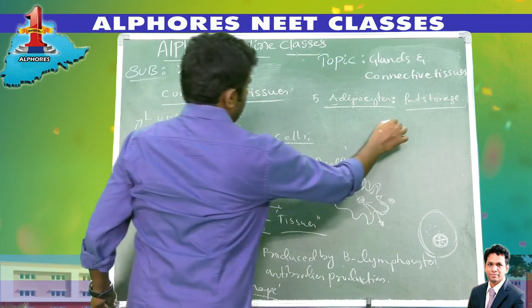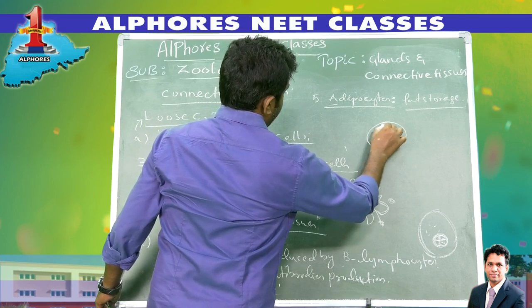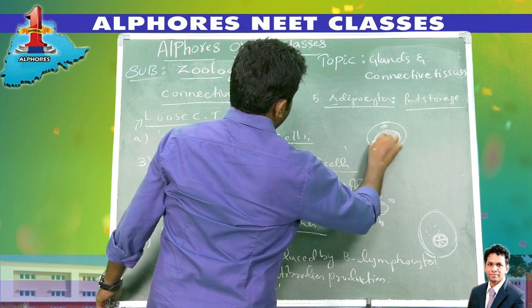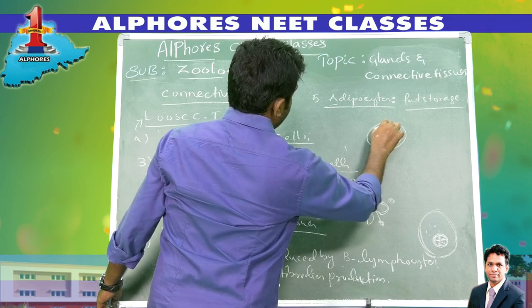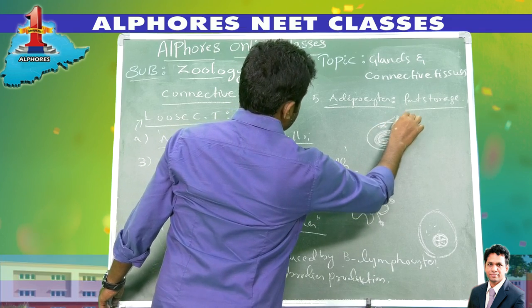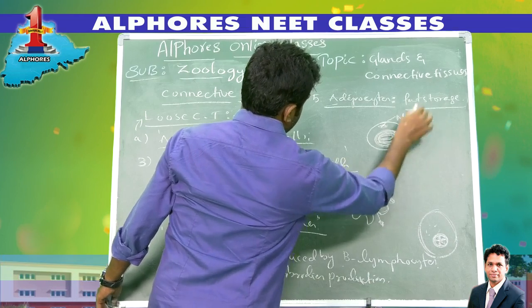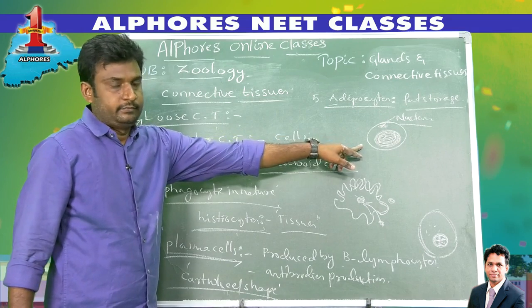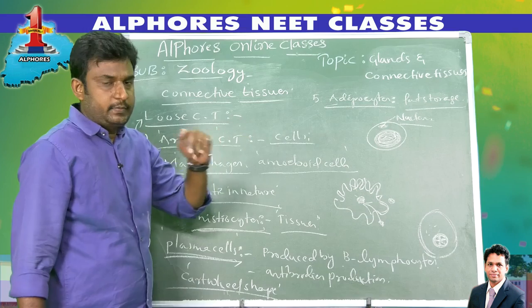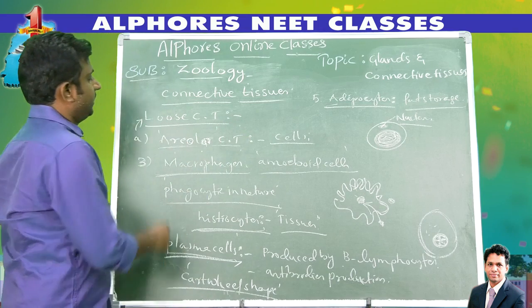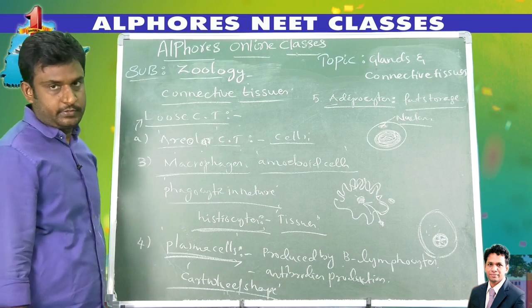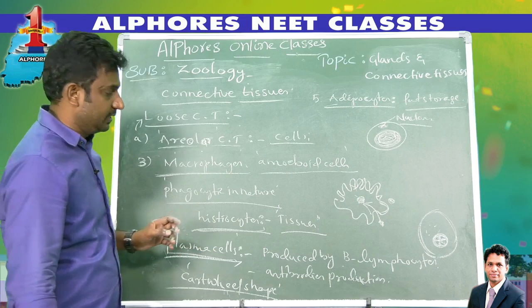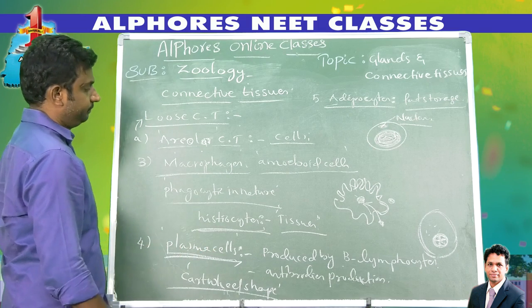Adipocytes store the fat. So this is the fat. Total fat is stored inside that adipocyte, and it also has one nucleus. Then adipose tissue, like fat, stores the fat. Five types of cells are present in the areolar connective tissues.